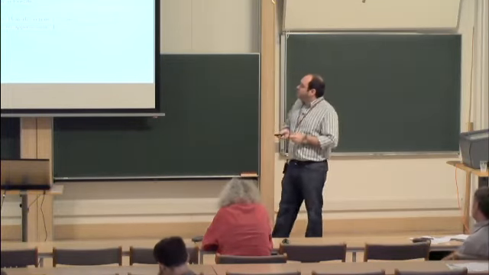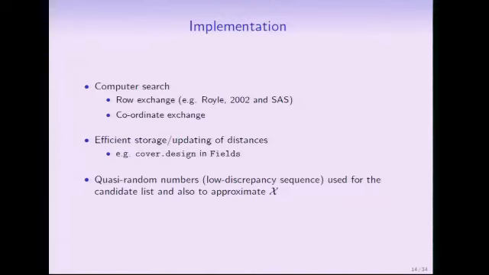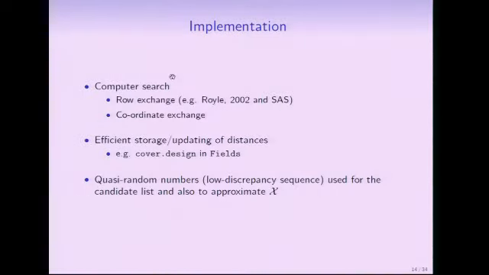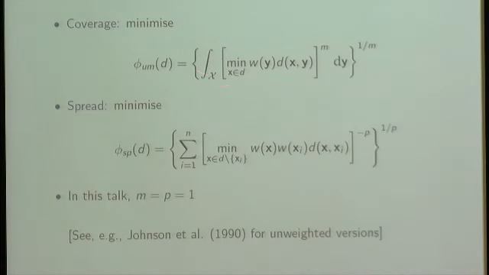When we did a row exchange, we used a quasi-random number sequence for our candidate list, and we also use quasi-random number sequences to approximate our design space. For example, when we have to approximate integrals like this, we use a quasi-random sample for that.